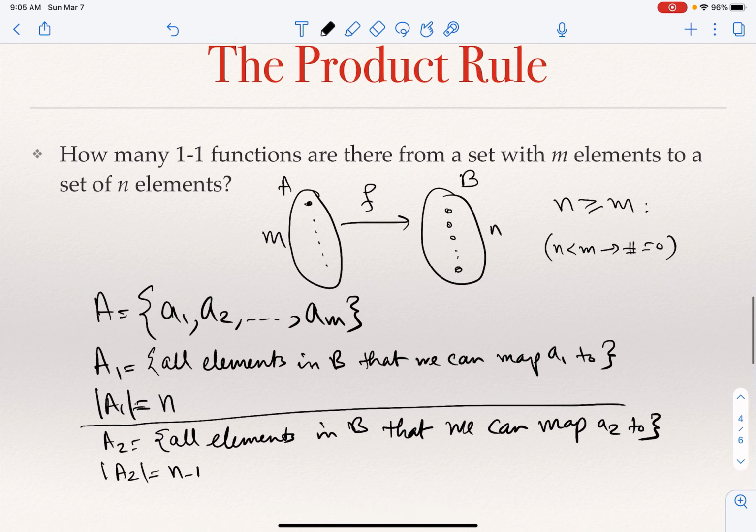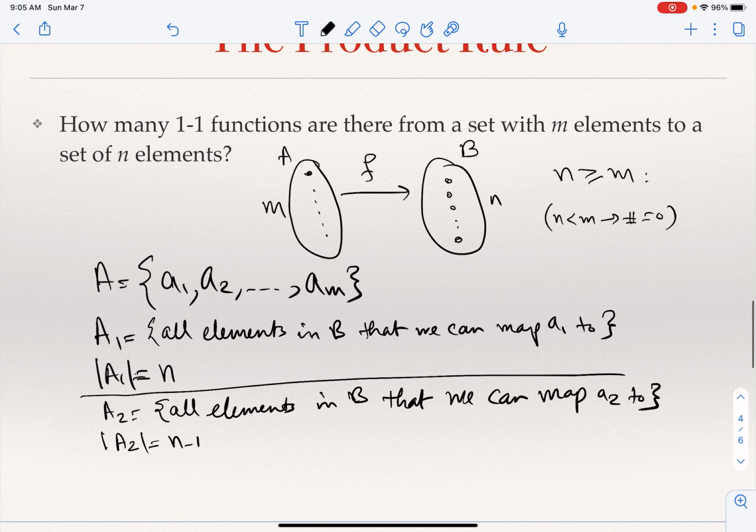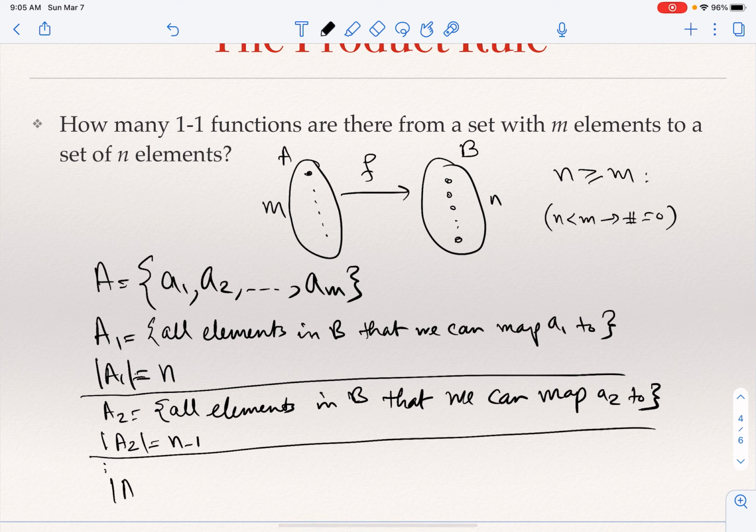And we repeat the same exercise now, all the way to the cardinality of Am. After we have mapped A1 and A2 all the way to Am minus 1, what we have here is that it's n minus (m minus 1), right? So the m minus 1 elements have already been mapped. I cannot map the mth element to them. So we have n minus (m minus 1).